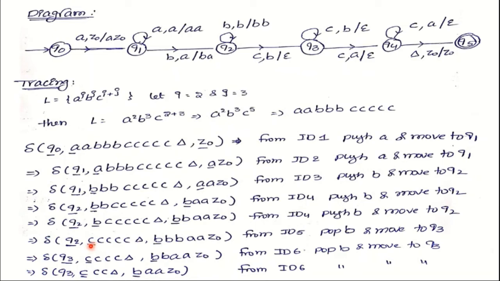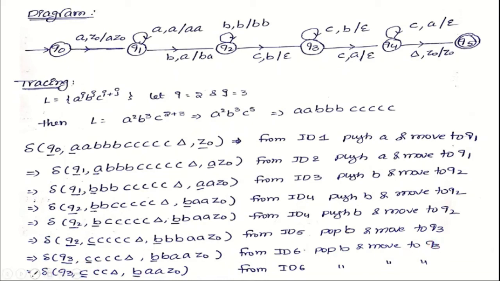So here currently we are reading first c and top of the stack is b. So which is similar to the q2, input is c, top of the stack is b. So we perform the pop operation and then go to next state q3. So that's why here we mention from current state q2, input is c, top of the stack is b. So we perform the pop operation and then go to q3. So from q3 next input is c. So this one, next input is c and top of the stack is b, and then we perform the pop operation. So that's why here we perform the pop operation and then go to next state q3.